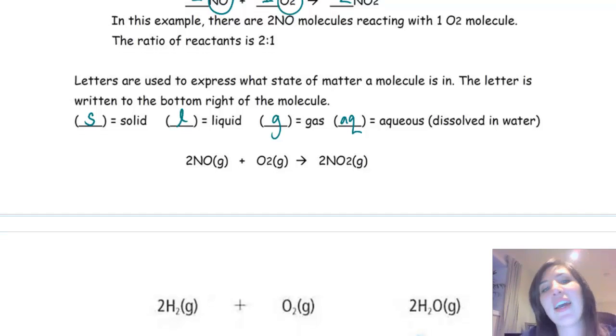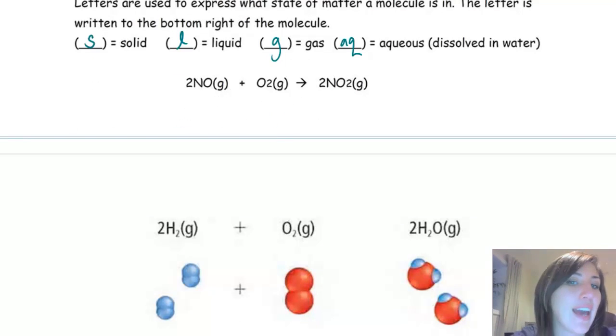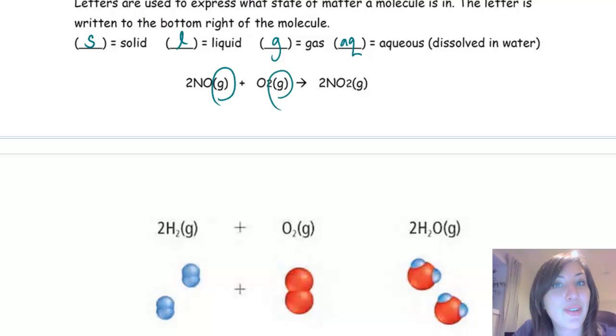So here we see that nitrogen monoxide is a gas, oxygen is a gas, and it yields two nitrogen dioxide molecules that are both in gaseous form. So we can write the G's there just to be clear that we're talking about a gas.